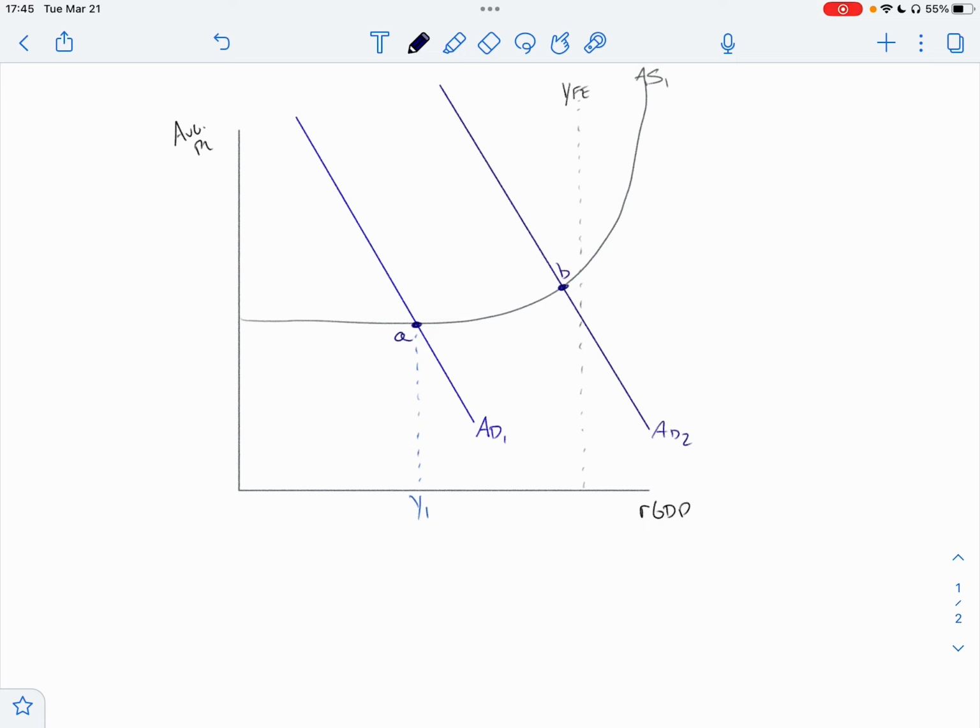Now, what we have here is that we should be able to talk about a couple of things that are happening. You can see that unemployment is going to fall as our new point is closer to the YFE line. We can see that real GDP is going to grow as we've shifted from Y1 to Y2. And we can see that we've had a very slight increase in the average price level.